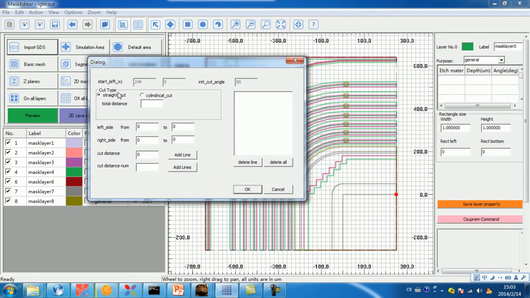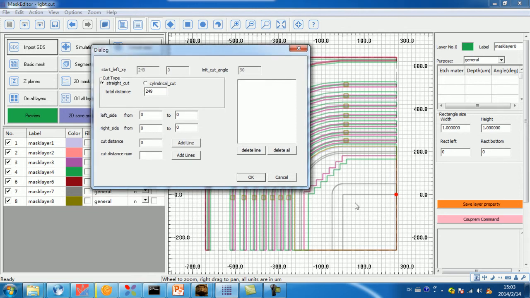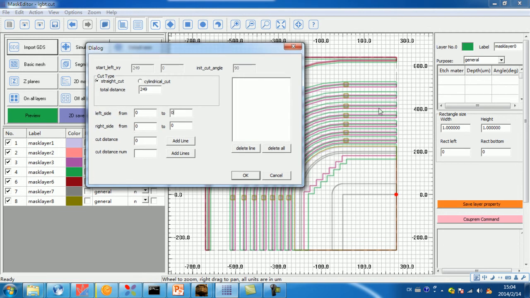I will use straight cut. Total distance is the distance between the starting line and the finishing line of the block. It's 249 microns. Because the reference point is on the left boundary, left side from is 0, left side to is 0. Right side from is the distance between this point and this point. It's 615 microns. Right side to is the distance between this point and this point. It's 650 microns.